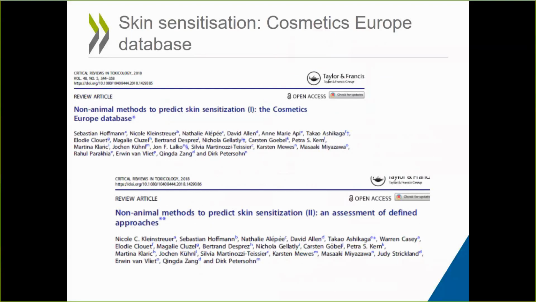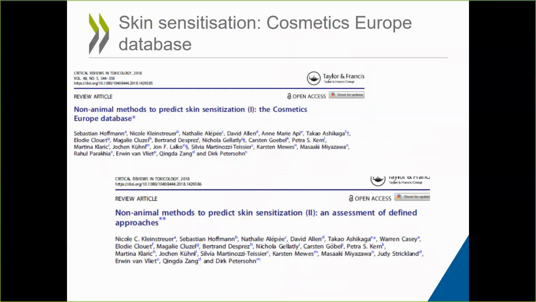So as I mentioned, the leads from the JRC, the US and Canada, were also involved in a very large project with the Cosmetics Europe Consortium. And there are two papers that describe this effort. The first is generation of a Cosmetics Europe database. This is data that are coming primarily, of course, as you might imagine, from industry. And then the second is an assessment of the defined approaches against this Cosmetics Europe database.